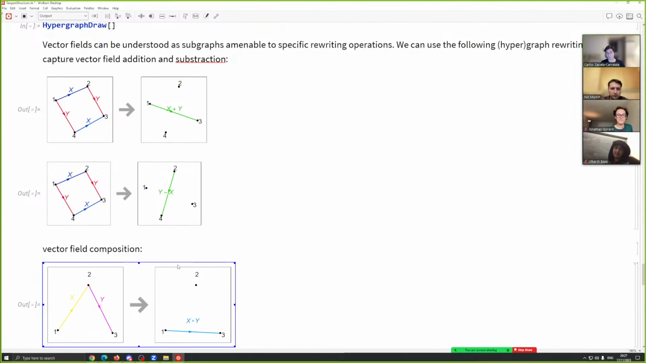But the good thing is that because this is already implemented in the hypergraph packlet, we can actually run some experiments. We can just generate some hypergraphs and generate some vector fields and just visualize what the addition is and so on.